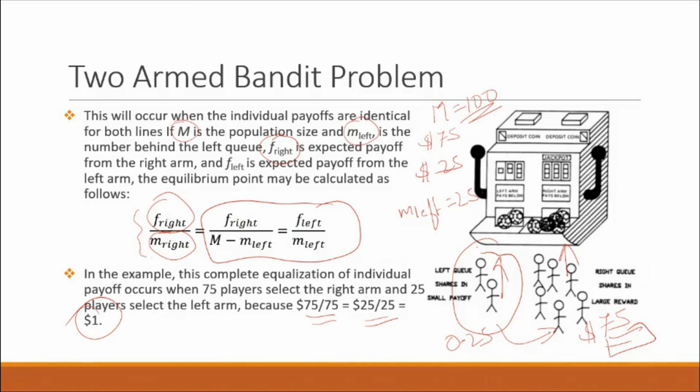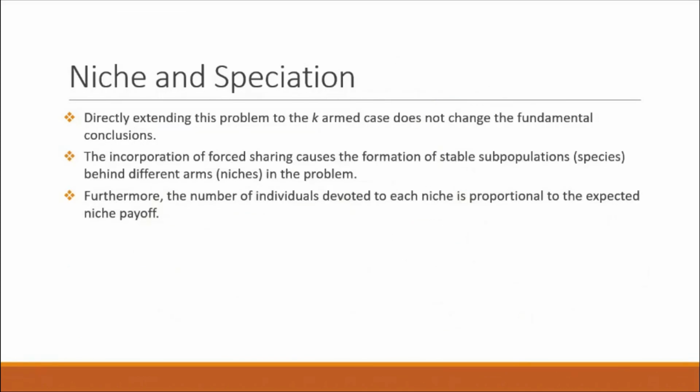So what happens in the case of niche and speciation in the genetic algorithm is that the same thing will be happening if there are k niches. Suppose there are multiple niches like this. In that case, in each of these niches, the number of individuals present will be proportional to the payoff from that particular niche. Then only a stable subpopulation is obtained. And this is the concept of niche and speciation.